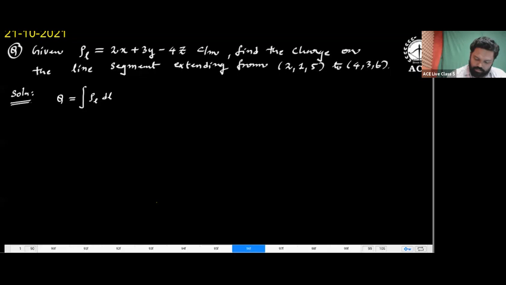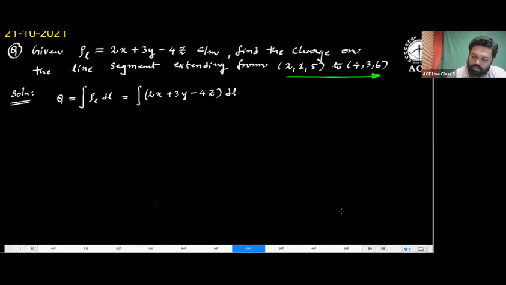Yes, see here. Extending from here to here, I'll write down that means here, 2x plus 3y minus 4z into dL. I'll find out the relation between all the things. Here it is said from initial to final point. Yes. What is the line segment? How do you write down the line expression?